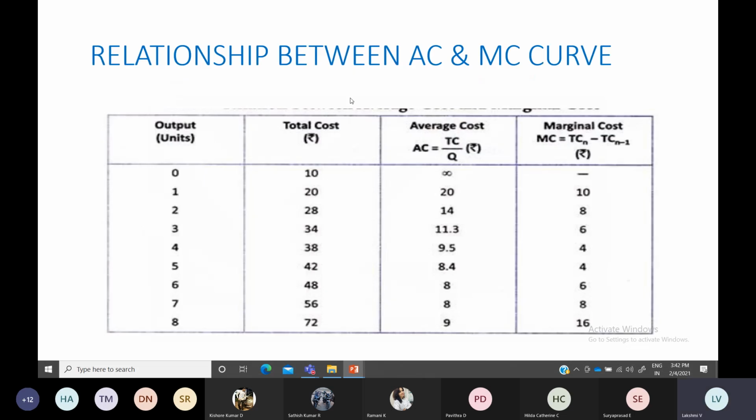So in the next session, we can discuss the relationship between the average cost and marginal cost curve.